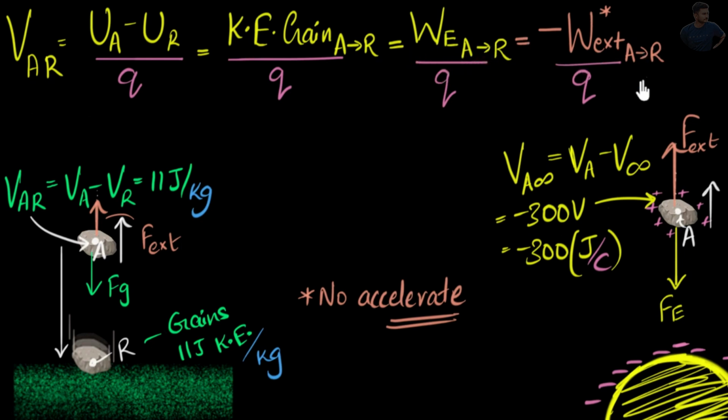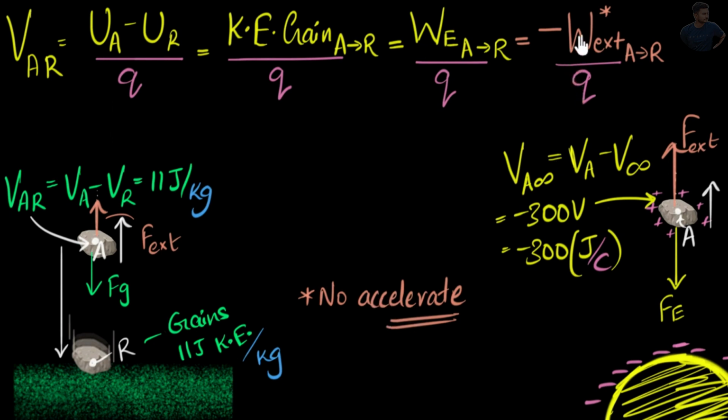So I can also use this definition. I can also say the potential at a point is the negative of the work done by the external force in moving it from that point to infinity without accelerating.